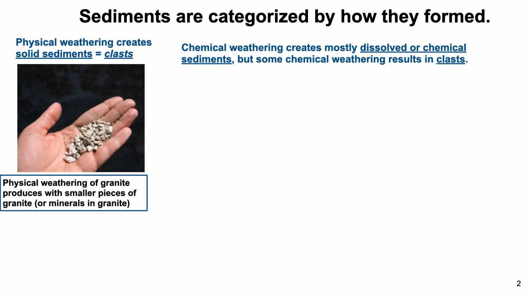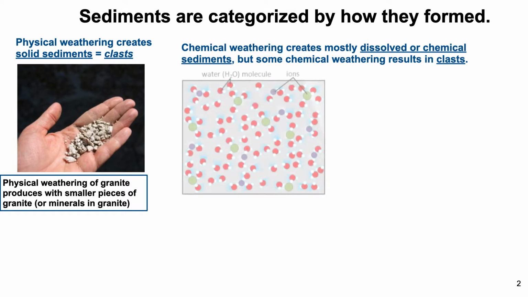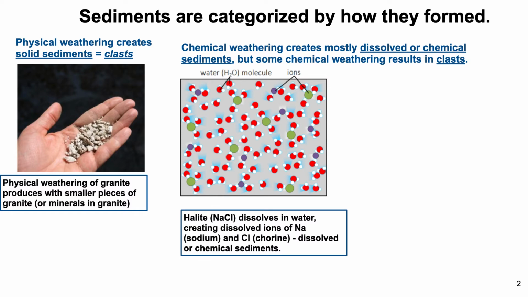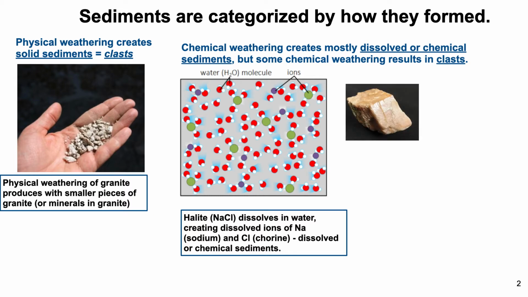Chemical weathering creates mostly dissolved or chemical sediments, but it turns out some chemical weathering results in clasts as well. So we've got two examples. One is that chemical weathering can produce dissolved sediments like halite dissolving in water here, and creating dissolved ions of sodium and chlorine. Again, we call these dissolved or chemical sediments when they're completely surrounded by water molecules and no longer in their original configuration or bonding.